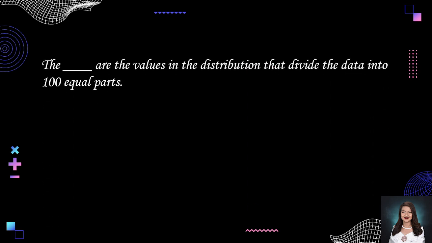Next question, the blank are the values in the distribution that divide the data into 100 equal parts. The answer here is percentile. One way of assessing performance is by the use of percent. The percentiles are the score points that divide the distribution into 100 equal parts.